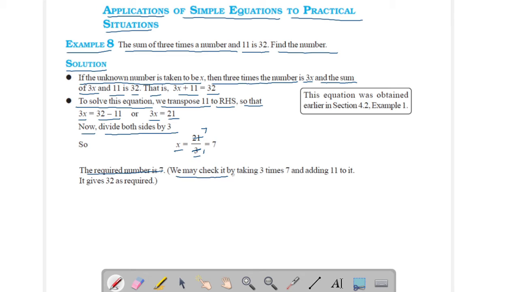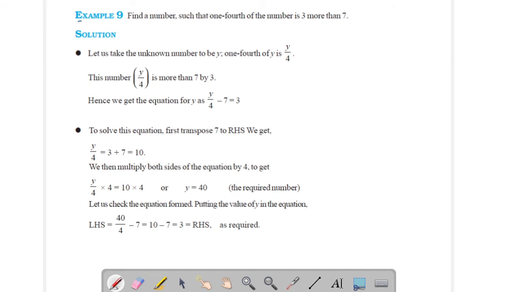We may check it by taking 3 times 7 and adding 11 to it. It gives 32 as required. Example 9. Find the number such that 1/4 of the number is 3 more than 7. See the solution.